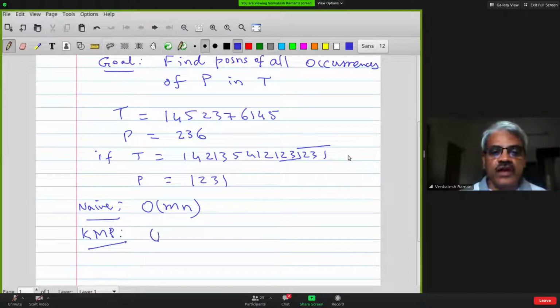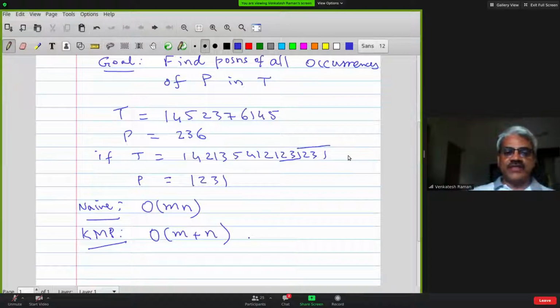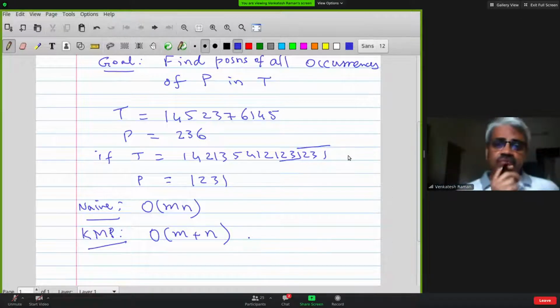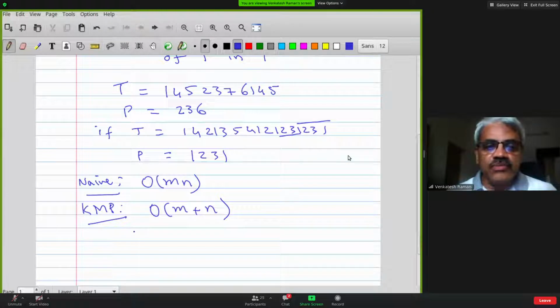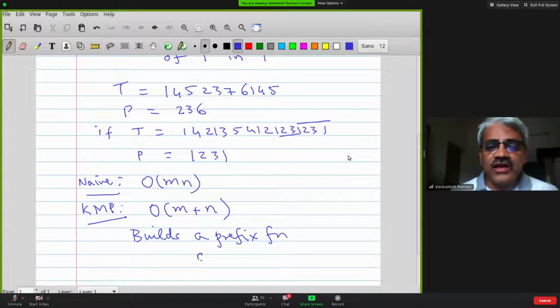A very classical algorithm due to Knuth, Morris and Pratt can actually solve this problem in order m plus n time. It's pretty much as good as you can do. What this algorithm does is build what is called a prefix function, or if you like, an automaton. You're used to this concept. It's more or less like an automaton for the pattern P.